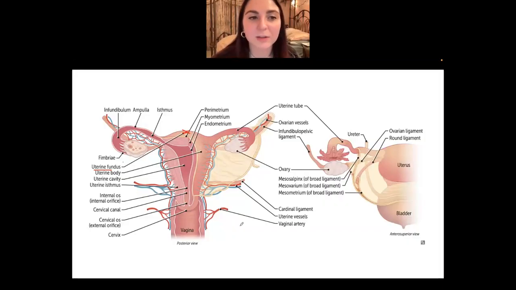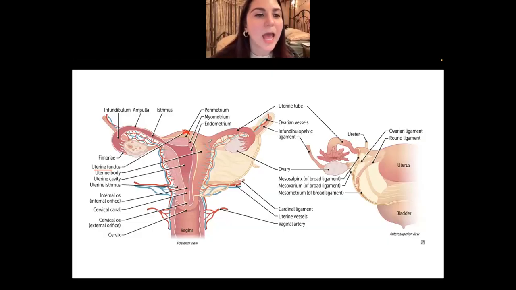I don't know if any of you have heard of fundal height when someone's pregnant. They'll really talk about fundal height because they're talking about how much the uterus is growing. Is it appropriate for how many weeks the woman's pregnant and whatnot? So that's what they're talking about. They're tracking the size of the fundus.